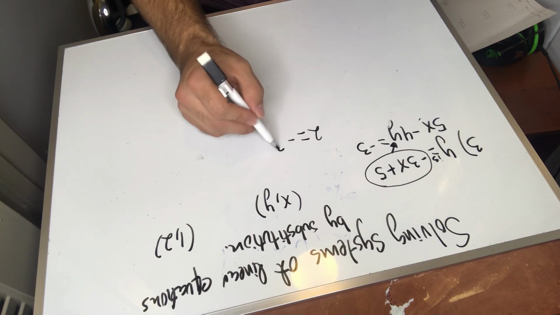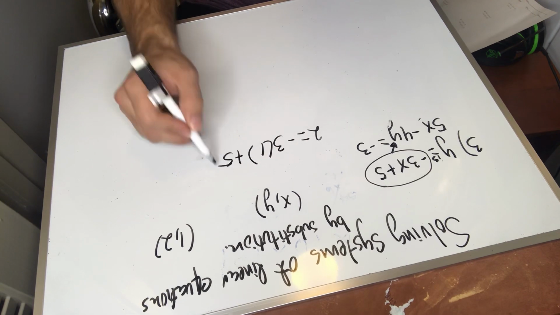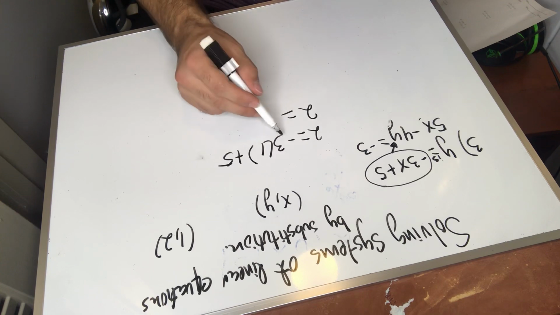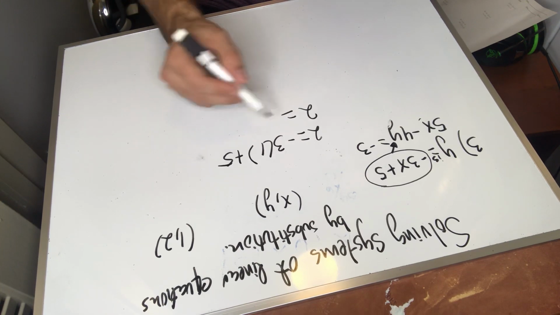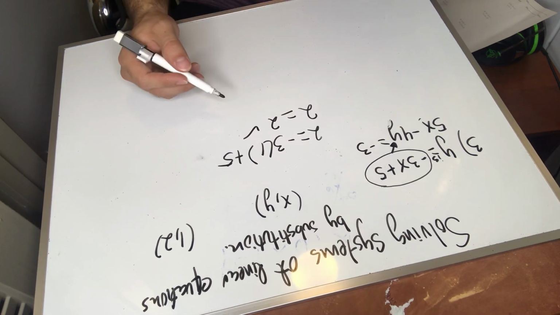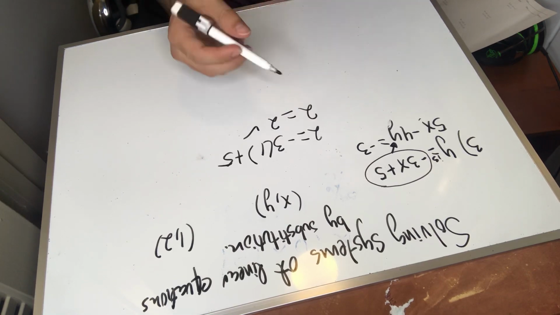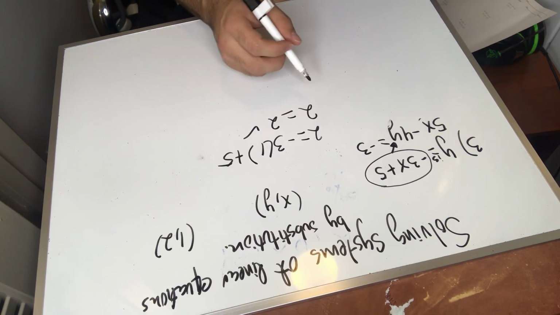My first equation will look like this: 2 equals negative 3 times 1 plus 5. Well, 2 is equal to negative 3 times 1, which is negative 3, plus 5 is 2. So 2 is equal to 2. It works for the first equation. And now I'm going to do the same thing for the second equation.